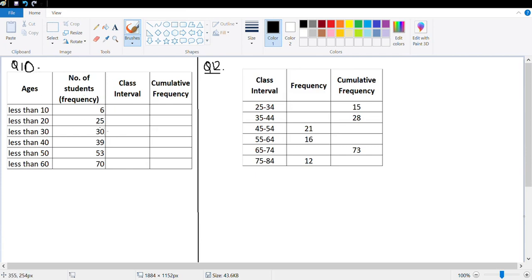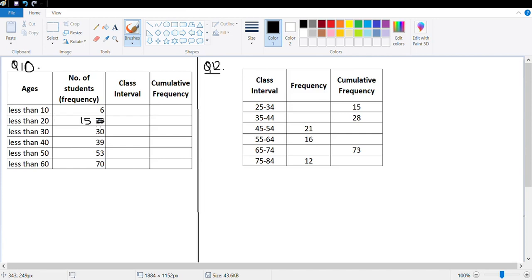So we are saying less than 10, there are 6 students. Less than 20, there are 15 students. Oh, this is not 25. My mistake. I have not written it properly. This is 6, 15, 30, 39, 53, 70. Perfect. Less than 10 is 6. Less than 20 is 15. Less than 30 is 30. So let's look at this question.